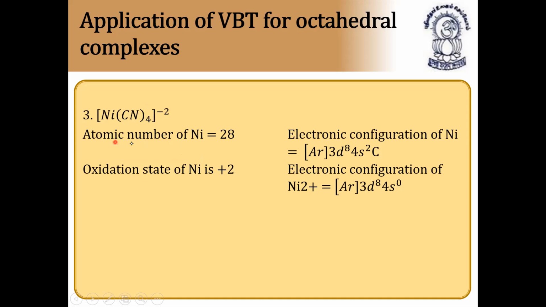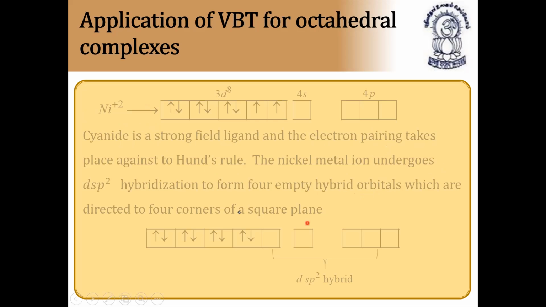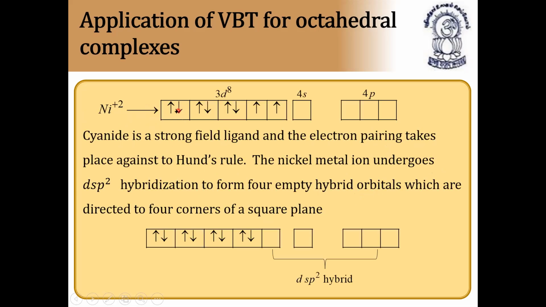The atomic number of nickel is 28. The electronic configuration of nickel is 3d8 4s2, which we already know. Now the oxidation state of nickel is +2, so 2 electrons are removed from the s orbital. So we have only 3d8. Let us see now how it forms the complex. 3d8 means 2, 4, 6, 7, 8, so 2 unpaired electrons. Now cyanide is a strong field ligand.